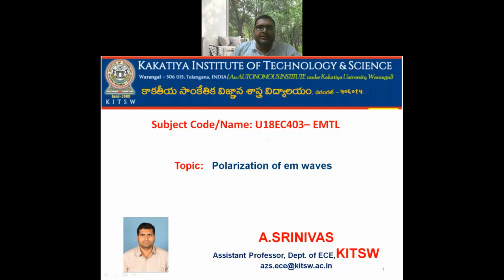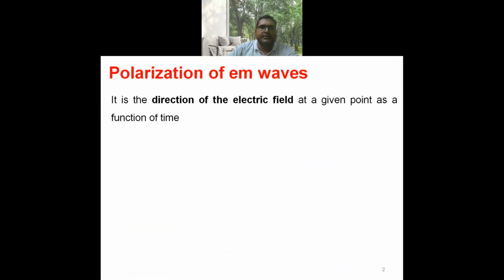Subject code U18AC 403. Topic: polarization of electromagnetic waves. Polarization of electromagnetic waves is defined as the direction of the electric field at a given point as a function of time. It is the direction of the electric field.